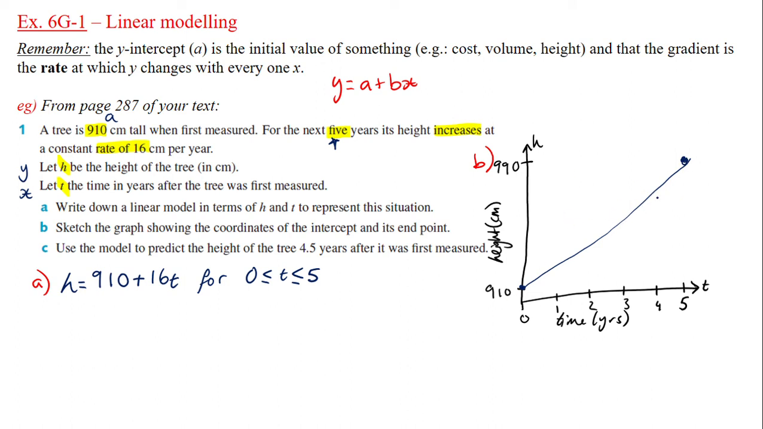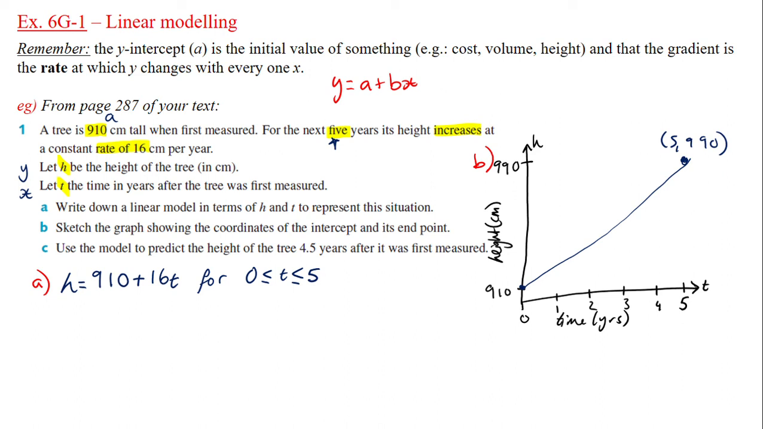The line in these particular cases will not extend beyond your start and end values, okay? So we have sketched the graph, and we give the coordinates of the intercept and its endpoint. You might label the endpoint here as (5, 990). However, the way I've labeled it is quite clear that this is the 5 and this is the 990. If I was writing this in my workbook, I would make sure that those intervals line up on one of the blue lines in my notebook.